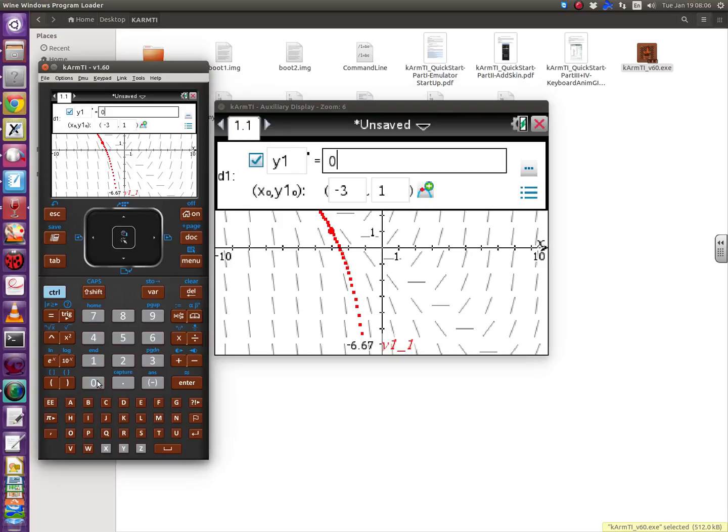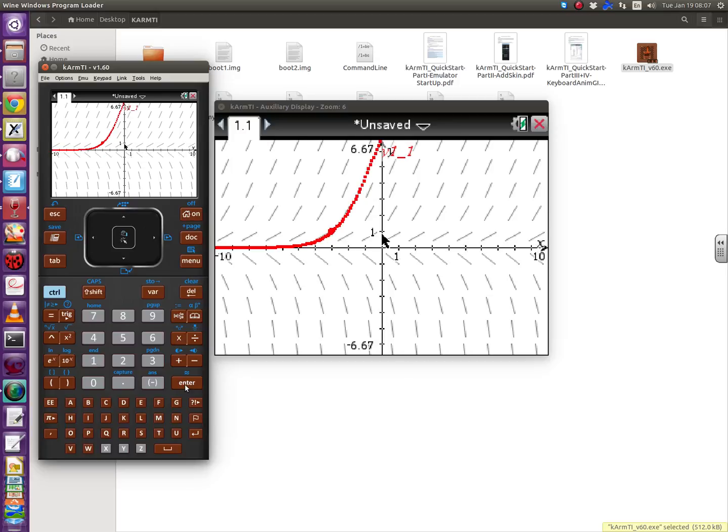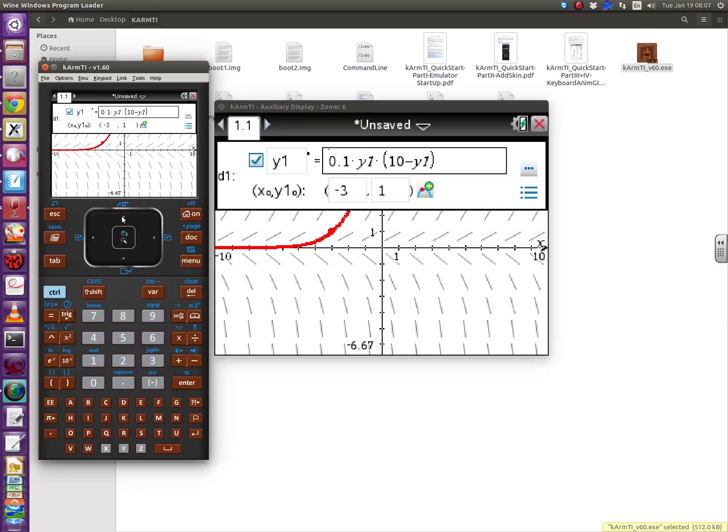So 0.1 times y1, just in case there's an implicit multiply issue here, I'm going to multiply explicitly, times, well, the parentheses should probably obviate that, but here we go, 10 minus y1. And let's see what that looks like. Okay, and I put an initial condition here. I don't want that. So tab up. Get rid of the initial condition for a minute.